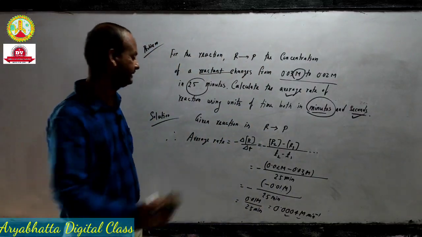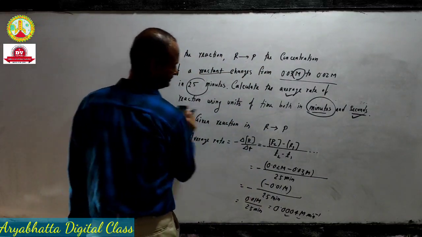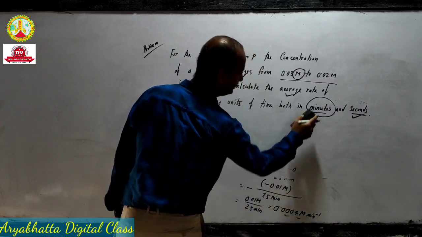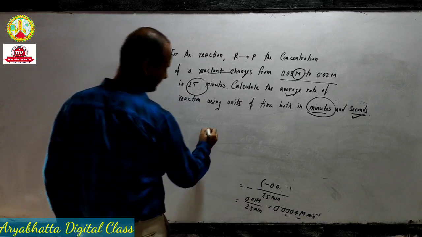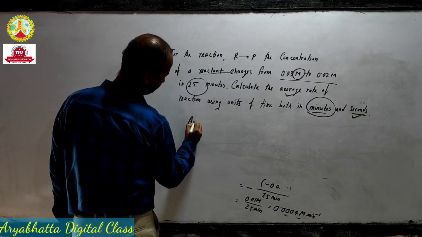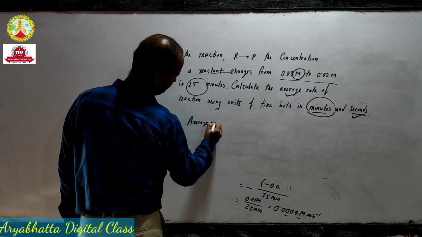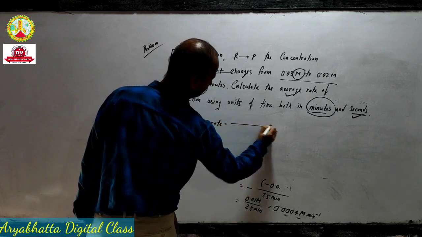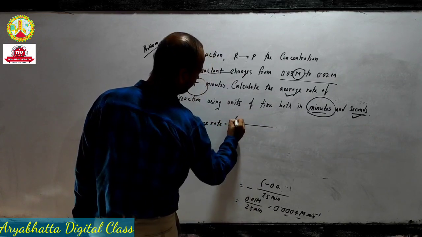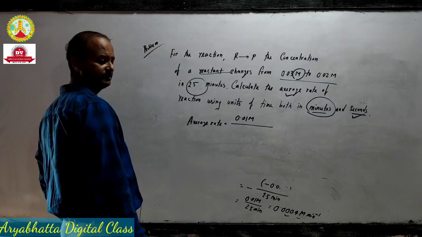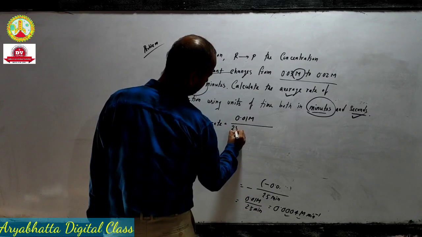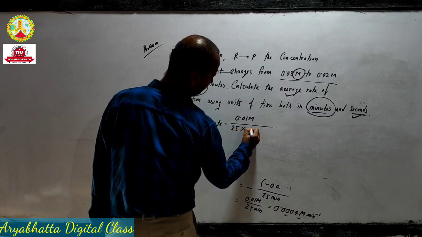How can you calculate in second? Same process. Now let's see. This is in minute part. Second part will be how much? Okay. Average rate. This will be how much? This is the same 0.01 m. Okay. Now convert minute into second. तुमको minute को second में convert करो. 25 into what? Into 60.